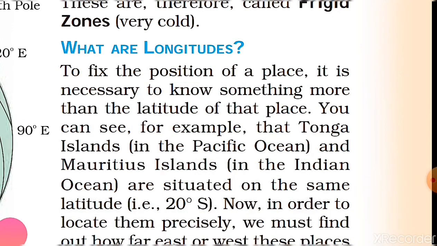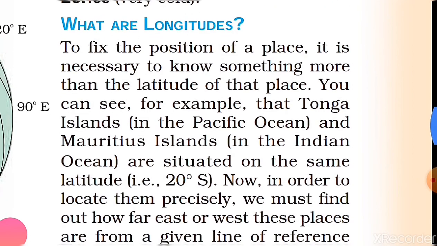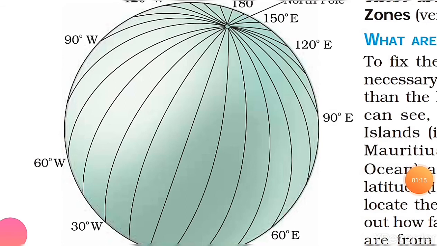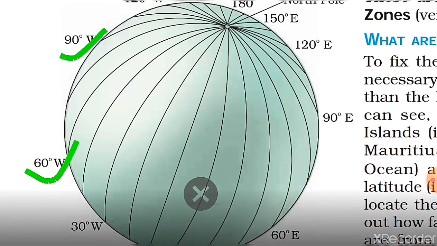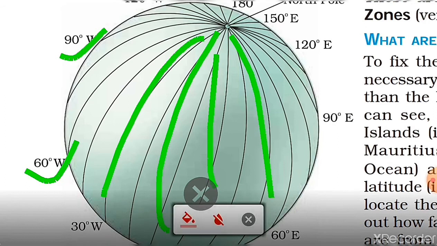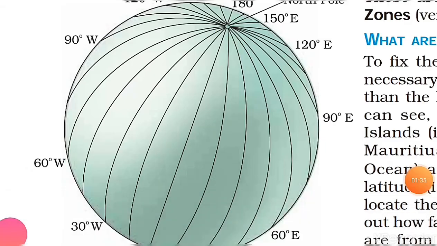Now let's understand longitude completely. What is longitude? This is your longitude figure of the globe, and you know very well the poles, and you also know very well the degrees. There are degrees and there is the line of longitude. You know all these things very well.